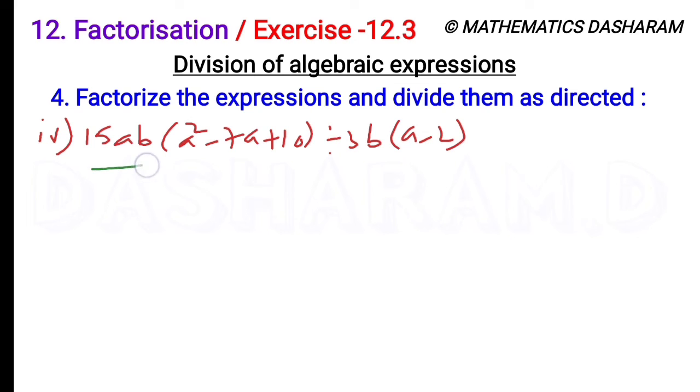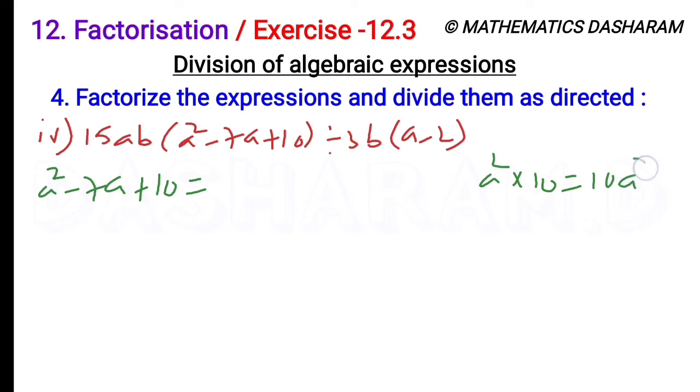Fourth question, 15ab bracket of a square minus 7a plus 10 divided by 3b bracket of a minus 2. So let us do factorization. A square minus 7a plus 10. Here the product of the first and third terms is a square into 10, so it equals 10a square. And the second term is minus 7a. So here 10 comes in different tables, which are 1 into 10, 2 into 5. In this, 2 into 5 is suitable.